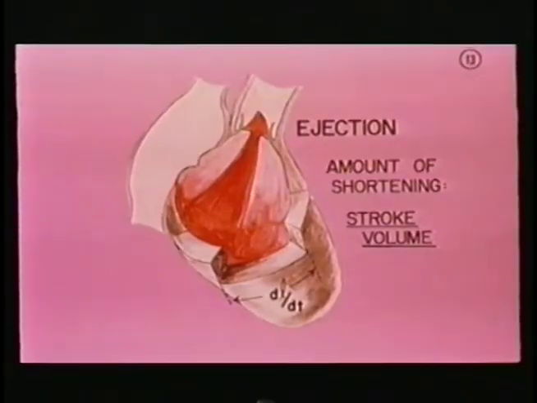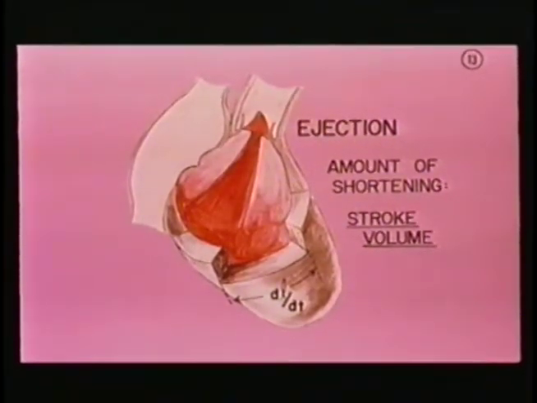Slide 13. Ventricular wall shortening, dL/dt, is in turn related to the decrease of ventricular volume, or ejection. Thus, the amount of muscle shortening is indicative of the stroke volume ejected by the ventricle.